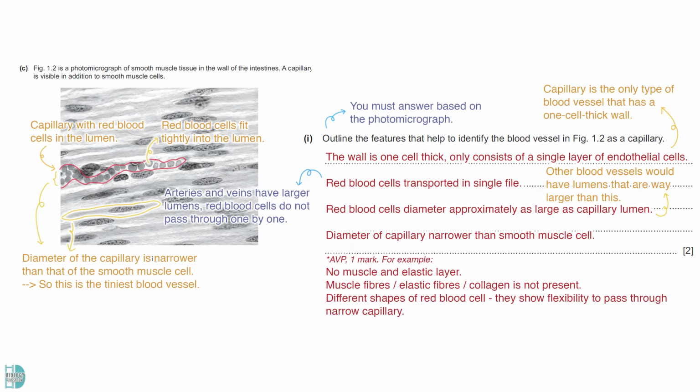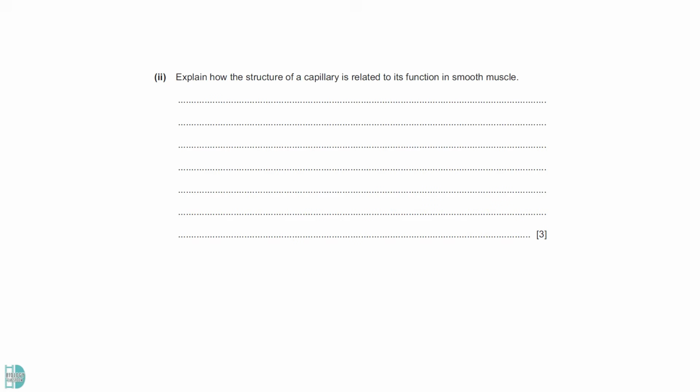There is a mark for AVP. You can discuss the structures that should be present in other blood vessels but are not visible in this photo. You can also discuss how red blood cells change their shape slightly to pass through the narrow capillary. 2. Explain how the structure of a capillary is related to its function in smooth muscle.